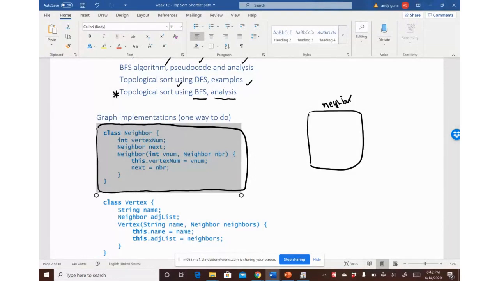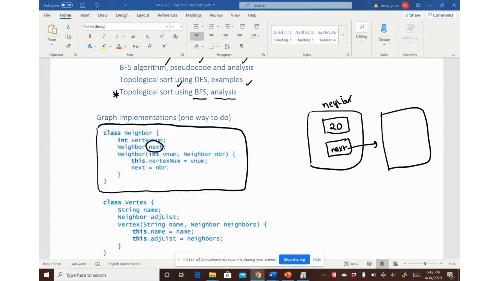And inside the neighbor, you have some vertex number. Let's say 20 is the vertex number. And then you have the next, which is pointing to another neighbor. So essentially, we are describing a linked list. If you have an object called a neighbor, we can have a linked list that describes these things, right? And then a vertex can be defined.